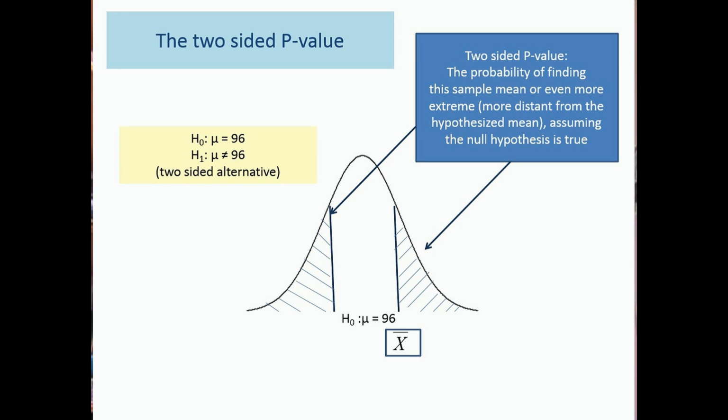If the p-value is smaller than or equal to our significance level, we will reject the null hypothesis and conclude that the mean systolic blood pressure in the population is significantly different from 96. If the p-value is larger than alpha, we cannot reject the null hypothesis, and this null hypothesis might be true.